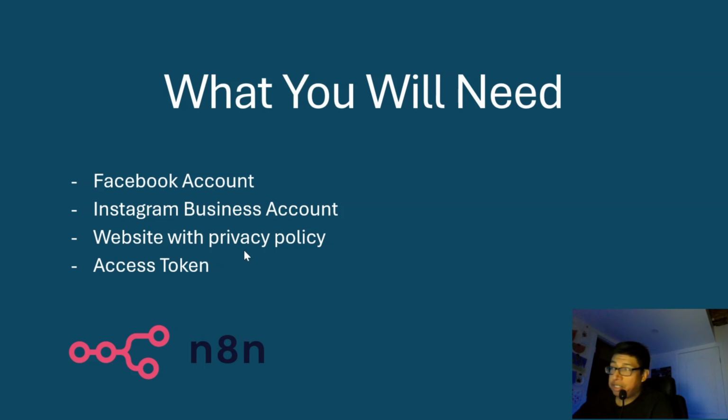And then once all this is all created and all set up, it's going to generate an access token. This is what you're going to use to punch into n8n in order for your Instagram account to connect to n8n and then begin automating. So with this out of the way, let's get started with creating our app in your Facebook developers account.